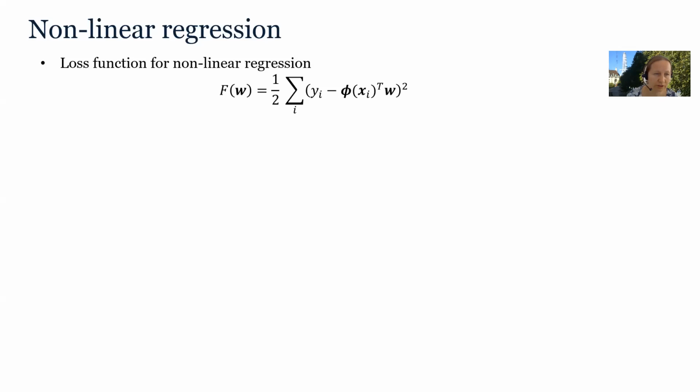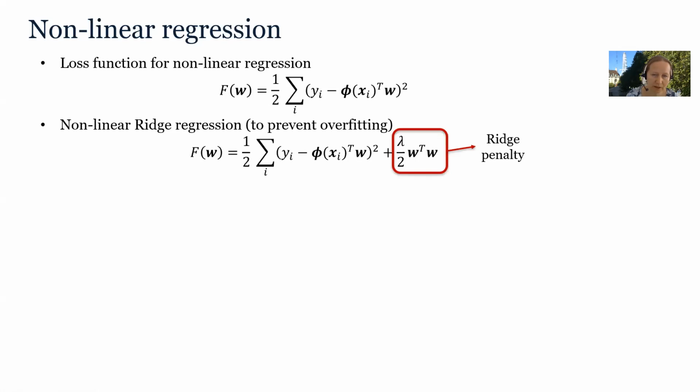So what will the loss function look like? We can again use the sum of square errors between expected target values and predicted target values, but this time we will use the modified prediction model. And it is also useful to add a ridge penalty to the loss function, because as we said, feature transformation often increases the number of features, so overfitting can easily become a problem.